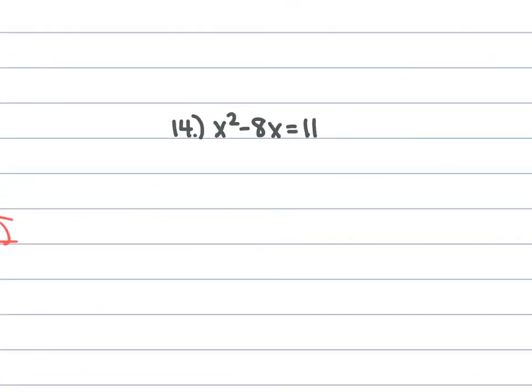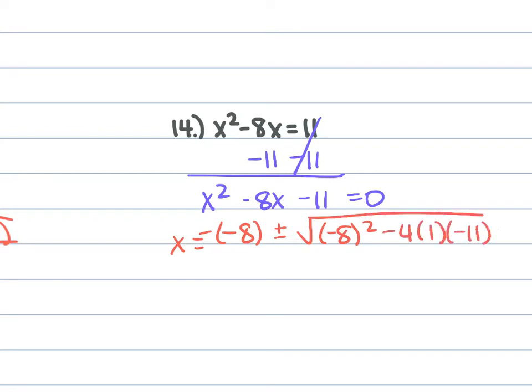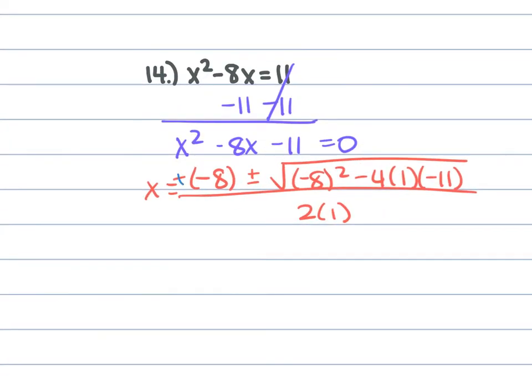For 14, we have x squared minus 8x is equal to 11. So we're going to subtract the 11 from each side. I get x squared minus 8x minus 11 is equal to 0. So again, I'm just going to use my quadratic formula. Negative of negative 8, plus or minus the square root of negative 8 squared minus 4 times 1 times negative 11, all over 2 times 1. So we're going to have positive 8 plus or minus the square root of 64 plus 44 all over 2.